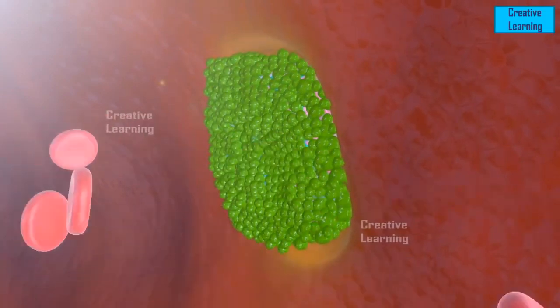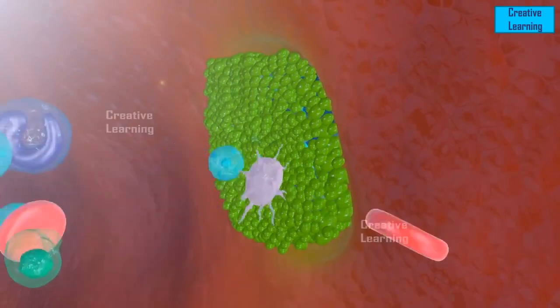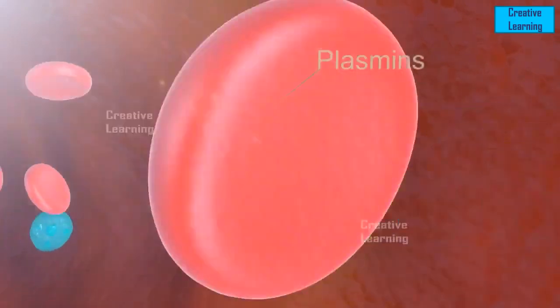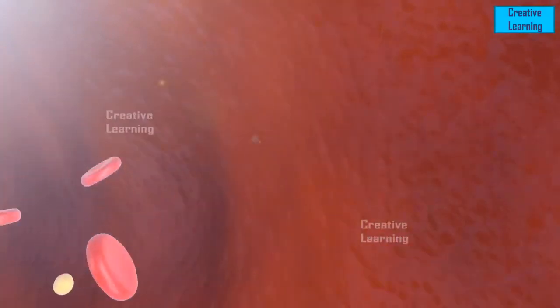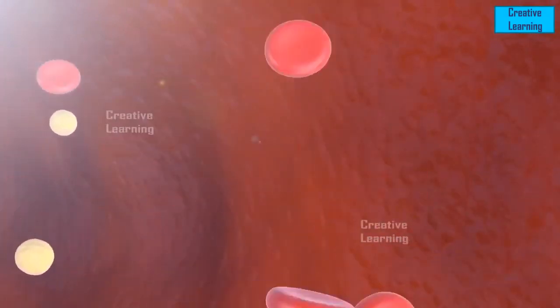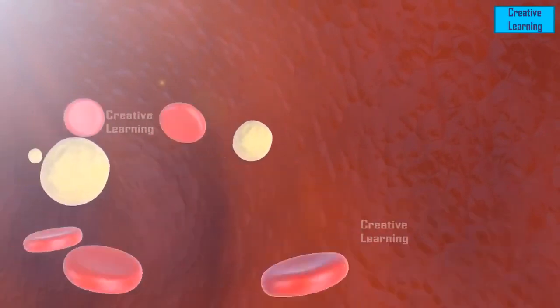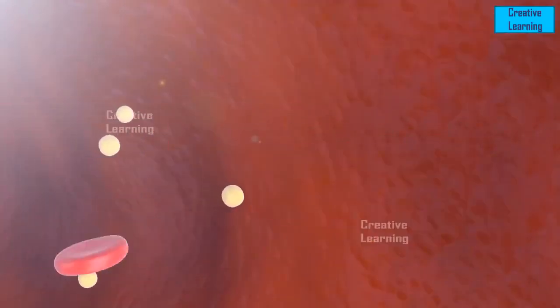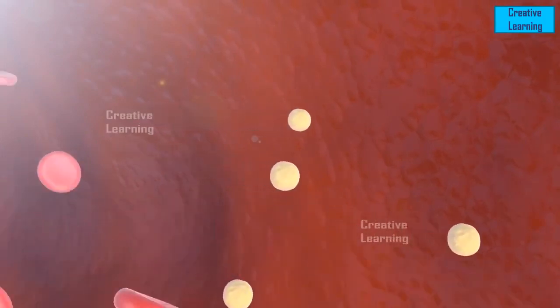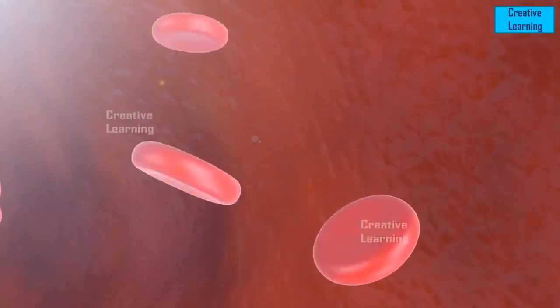After the formation of fibrin, molecules of plasmin start to get attracted to the fibrin net. Later on, these molecules destroy the fibrin net. The fibrinolytic degradation products are phagocytosed by macrophages and eosinophils, and the normal blood flow is restored.